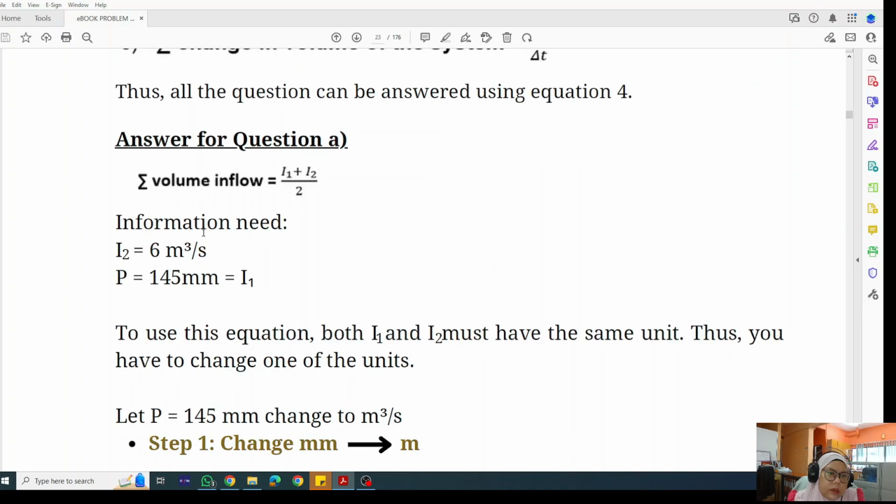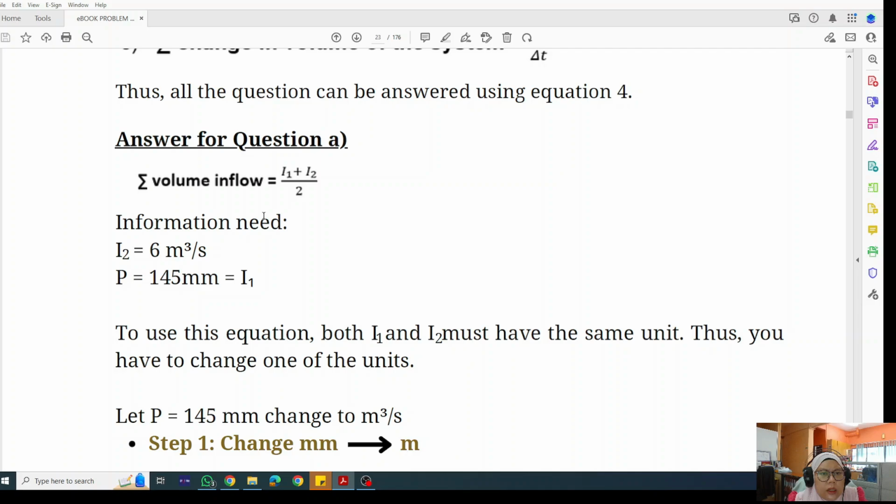So information needed is I1 and also I2. Based on the information we have listed, I1 equals 6 meter cube per second and P equals I2, or equals 145 mm. So if you look at this equation, the mathematical operation involved is plus. So when you want to plus something with something, you must make sure that the unit is the same.